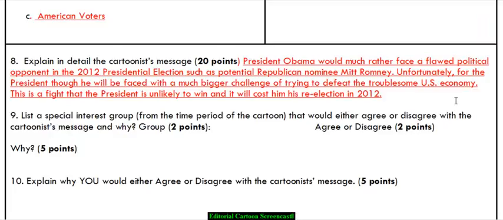And you can see on screen it says President Obama would much rather face a flawed political opponent in the 2012 presidential election, such as potential Republican nominee Mitt Romney. Unfortunately for the president, though, he will be faced with a much bigger challenge of trying to defeat the troublesome U.S. economy. This is a fight that the president is unlikely to win, and it will cost him re-election in 2012. Once again, being specific with the message, incorporating the symbolism, the words that are in the cartoon, and explaining clearly the opinion, the message of the cartoonist.